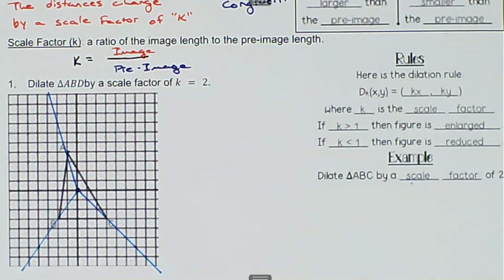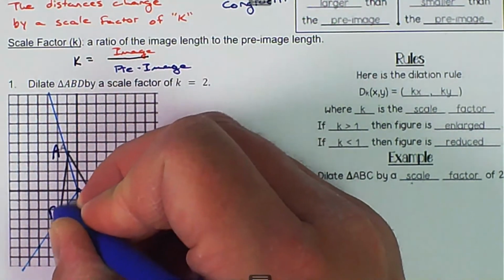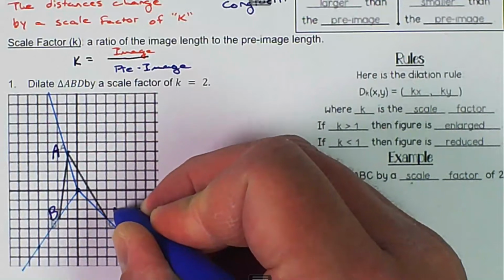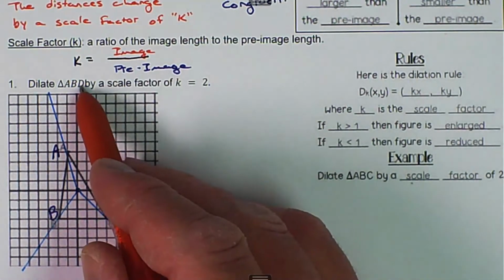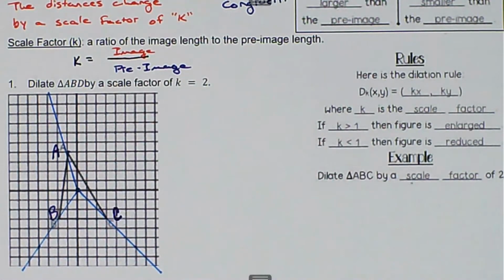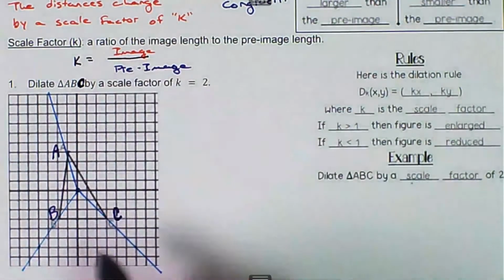So our pre-image, we have A, we have B, and we have C. Now, when we have a scale factor of 2, that means everything gets doubled. And this should be ABC there. There should be a C value. So triangle ABC.